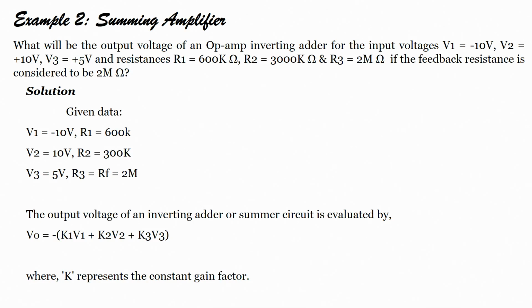So, let us see one more example of a summing amplifier. What will be the output voltage of the op amp? It is also called an inverting adder. The input voltages V1, V2, V3 are given, R1, R2, R3 are given, and the feedback resistance is considered to be 2 mega ohms. Rf is also given. You see, life is so easy, this is a very easy question. V1, R1, V2, R2, V3, R3, Rf, everything is given.